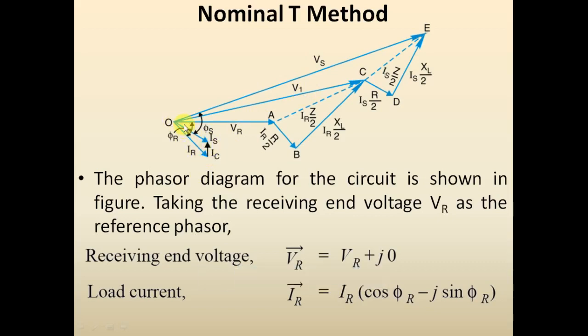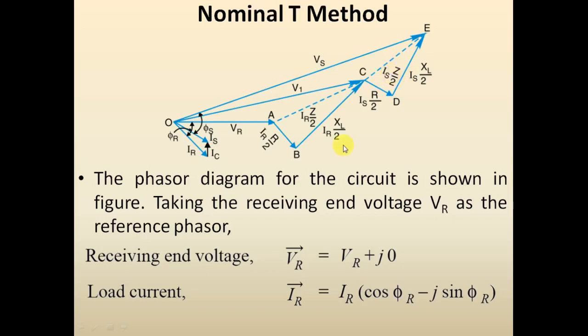and the vector sum of these two vectors will be giving you the value IS. After getting this IS vector, this IS into R by 2 vector can be drawn by drawing a line parallel to that of this IS vector, and IS into XL by 2 can be drawn by drawing a line perpendicular to that of IS into R by 2. So this V1 plus IS into R by 2 plus IS into XL by 2 will be giving you the value of vector Vs. And from this impedance triangle, we can say that this resultant of Is into R by 2 and Is into XL by 2 vector will be giving you Is into Z by 2.